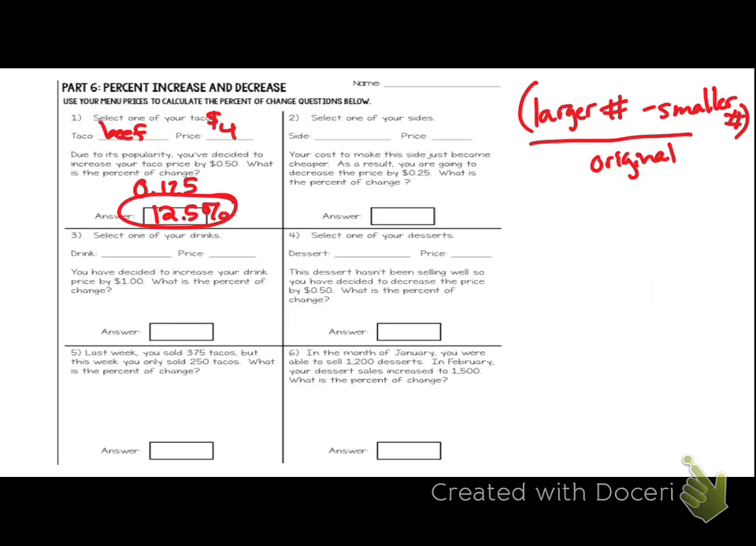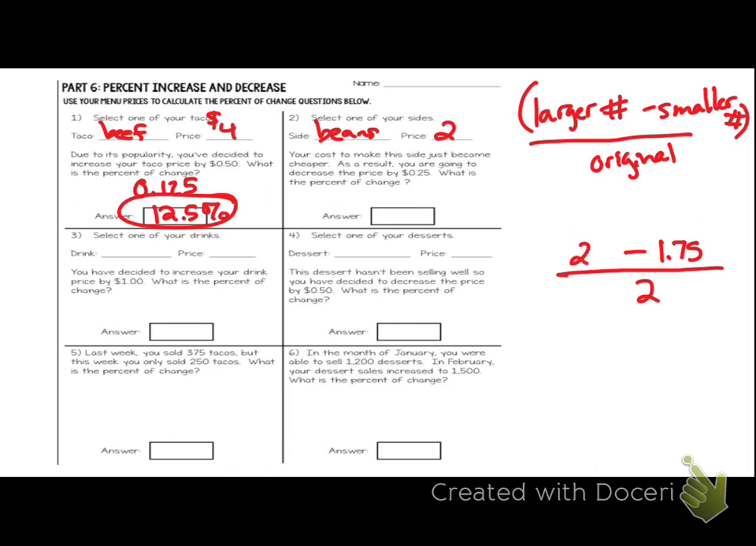So for the sides, let's say that I'm picking beans. Okay? The price of the beans was $2. Okay? So once again, that's the original. That's going to go underneath. That's not going to change. Your cost to make the side just became cheaper. So as a result, you're going to decrease the price by 25 cents. So when you decrease the price, now it's $1.75 to make those, but originally it was $2.